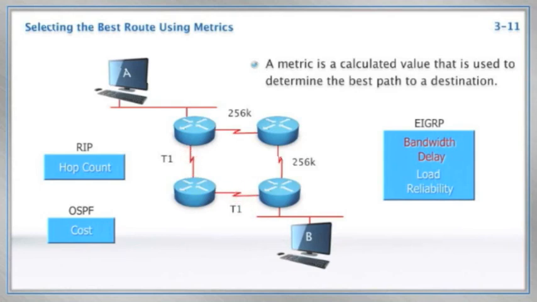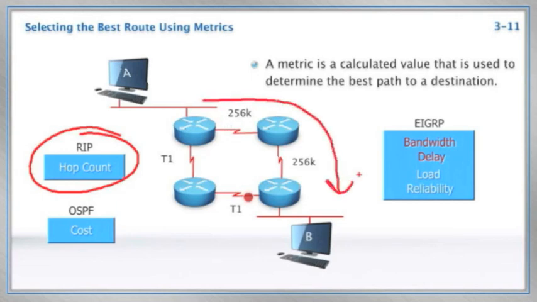RIP starts to look a little scary to us, doesn't it? Because if it uses simple hop count for a metric, it would consider this the way to go, and this is so much more pathetic of a path. So yeah, RIP really does look scary to us in its simplistic operation.